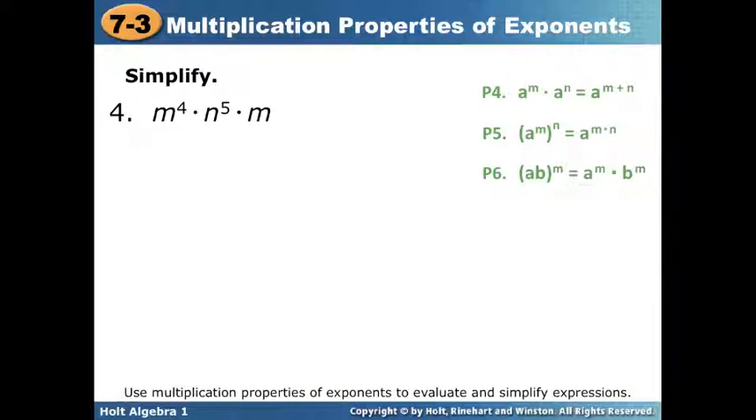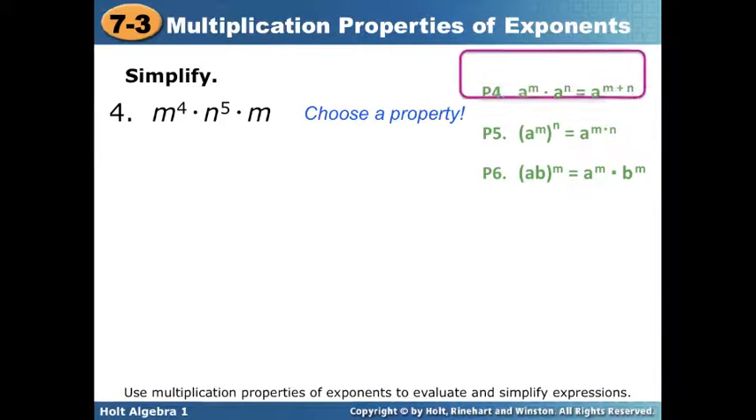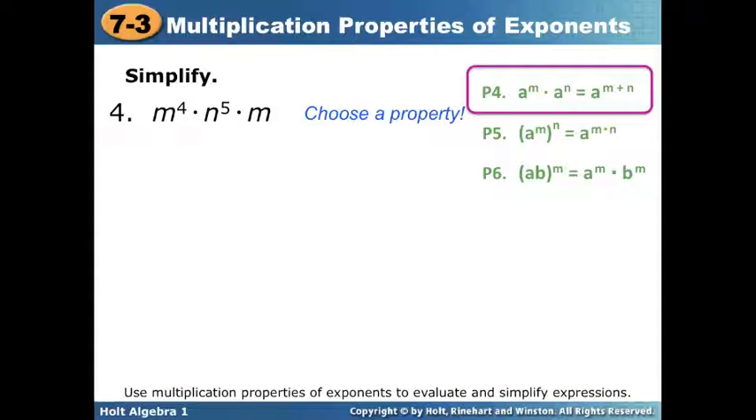Example number 4. Here we have m to the 4th times n to the 5th times m. In this example, we will use property number 4. It says when we have like bases, we add the exponents. But notice in this problem, some of the bases are m's and one of them is an n. We will only add the exponents of the like bases.